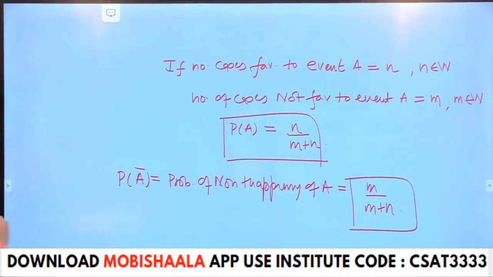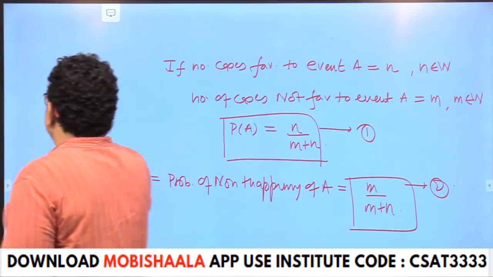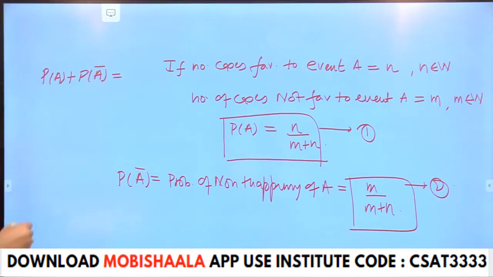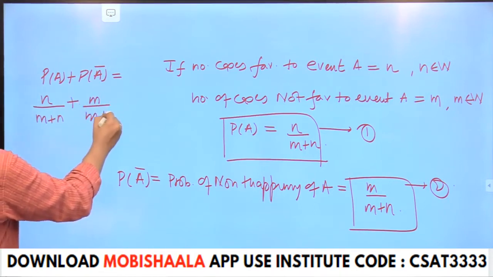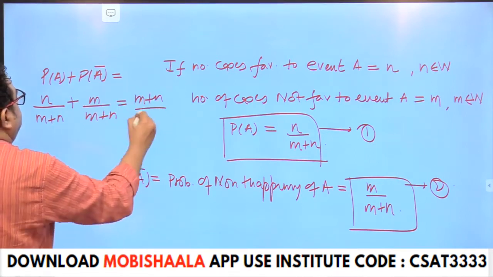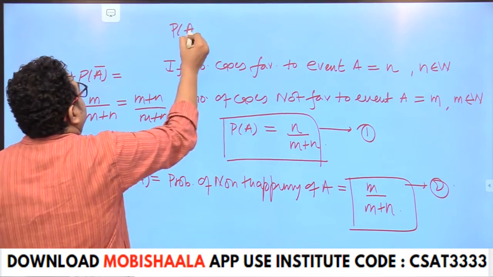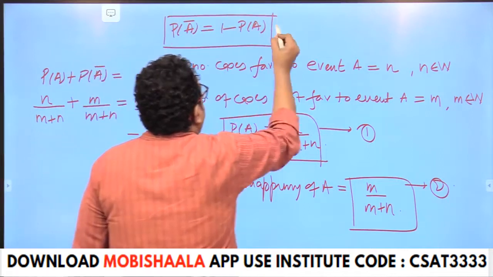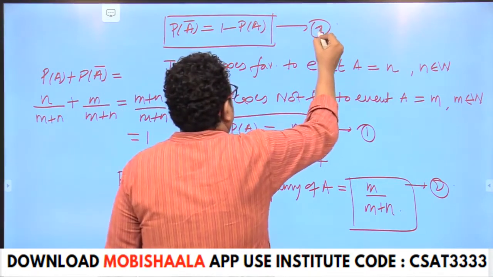So guys, if you take this as 1 and this as 2, what is the probability of A plus the probability of non-happening of A? Just check out. n upon m plus n plus m upon m plus n comes out to be m plus n upon m plus n, which is equal to 1. So keep this in mind: the probability of non-happening of A is 1 minus the probability of happening of A. Mark it important. Point number 1. Or maybe you can write it as point number 3, because 1 and 2 we have already defined.